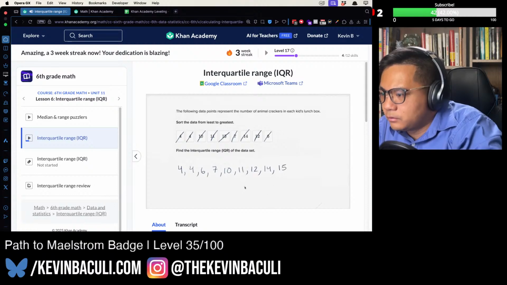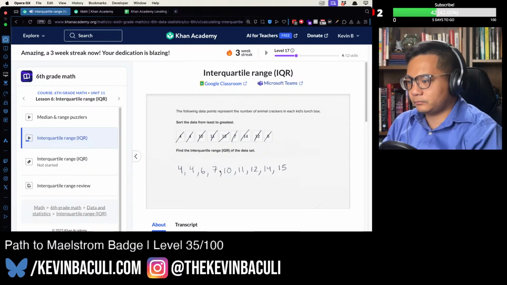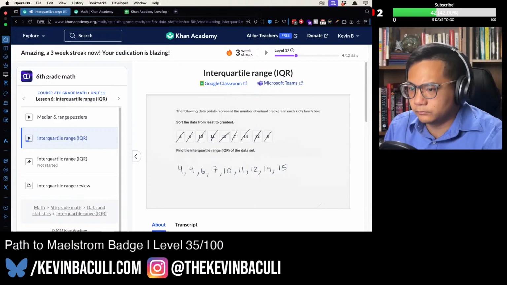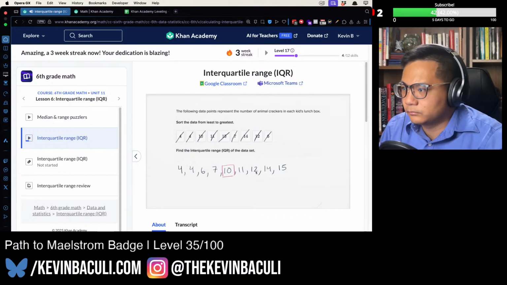So the first thing we want to do is figure out the median here. So the median is the middle number. I have 1, 2, 3, 4, 5, 6, 7, 8, 9 numbers. So there's going to be just one middle number. I have an odd number of numbers here. And it's going to be the number that has 4 to the left and 4 to the right. And that middle number, the median, is going to be 10. Notice I have 4 to the left and 4 to the right.